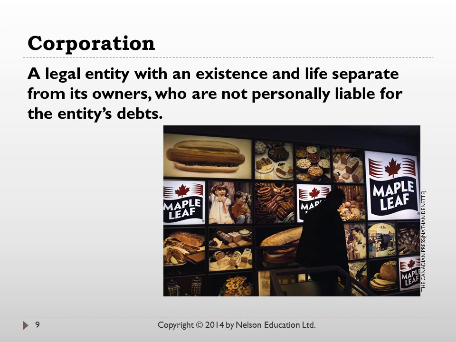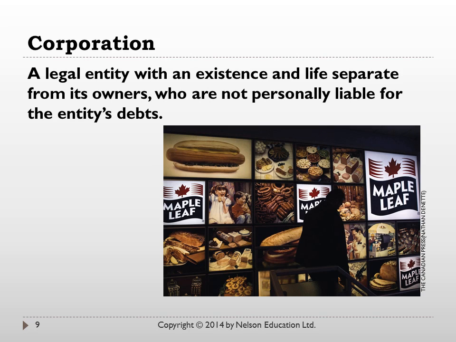The third primary form of business organization in Canada is called a corporation. And a corporation is very different from either a partnership or a sole proprietorship in that a corporation becomes a legal entity unto itself. It essentially becomes a separate person in the eyes of the law. So it has its separate existence, and a separate lifespan apart from the owners.